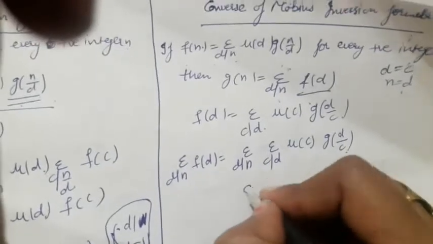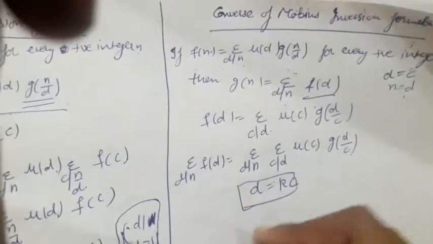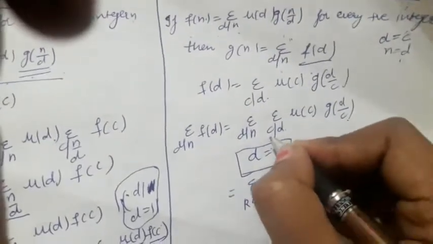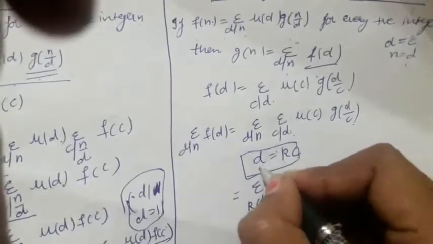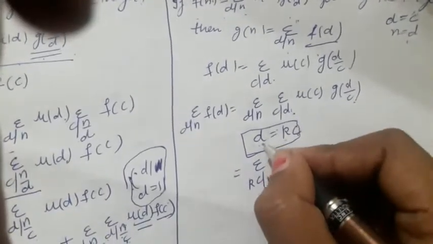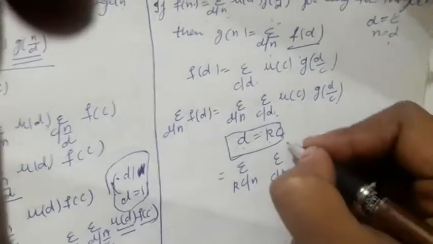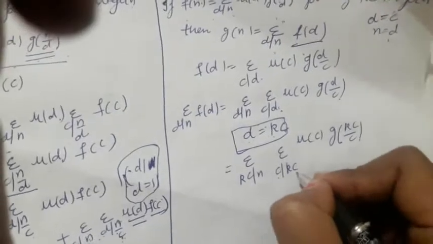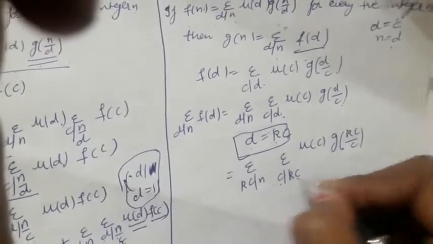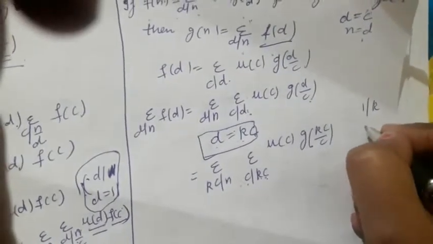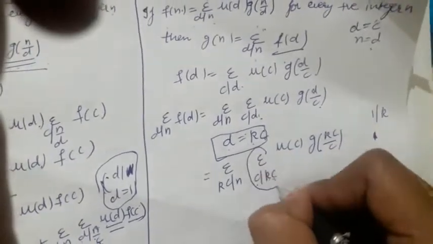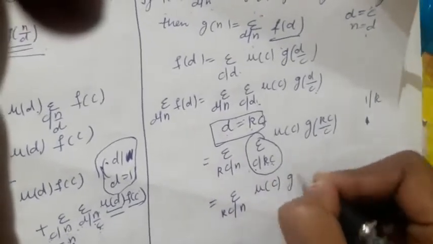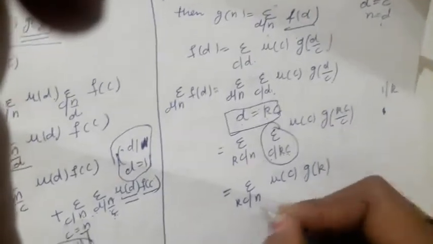Here we take one more step. We replace d by k into c. We put d is equal to kc. So that means summation k into c divides n summation c divides d, because c divides d, therefore d can be written as multiple of c, therefore we have written d is equal to k into c. C divides d, that means c divides k into c, mu c g d, that is kc by c. C divides kc, that means c can be cancelled out from both sides, 1 divides k. If 1 divides k, that means there is only one possibility, it is equal to 1. So this summation can be excluded. Summation k into c divides n mu c g, c and c are cancelled out, it is g of k. Now kc divides n.